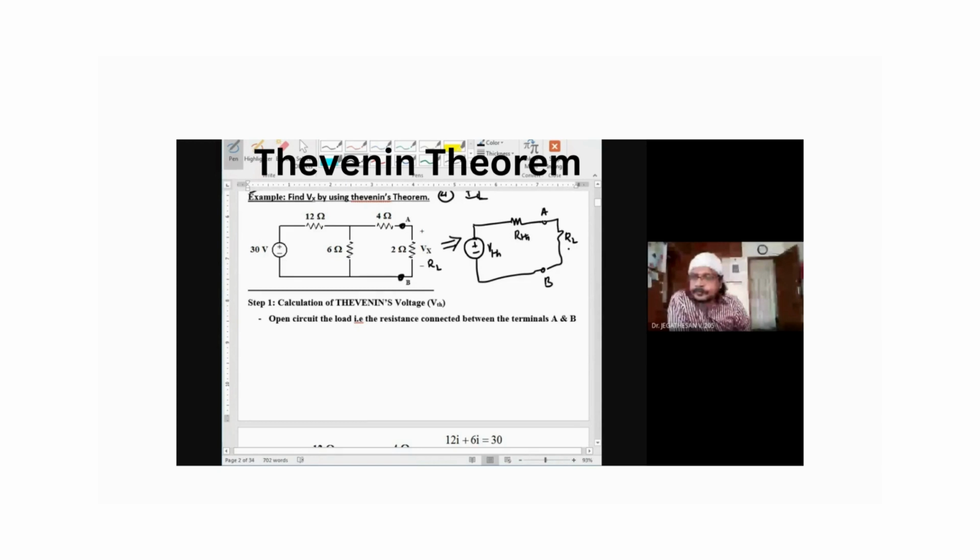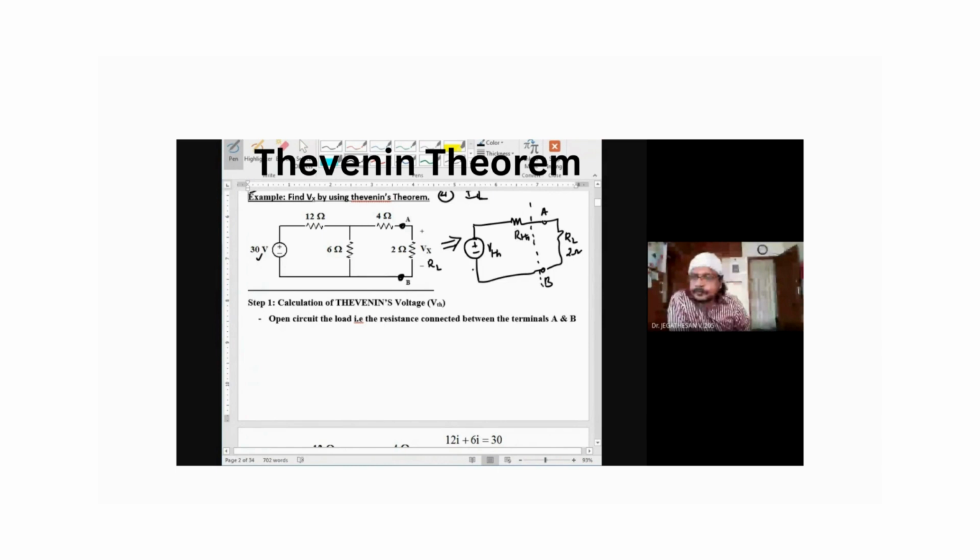Okay. Now please compare the given circuit and the equivalent circuit. In the given circuit, how many voltages are there? One voltage is there. Now, how many resistances are there? 4, sir. Excluding RL, how many resistances are there? 3, sir. So in the equivalent circuit, we have got one voltage and one resistance.